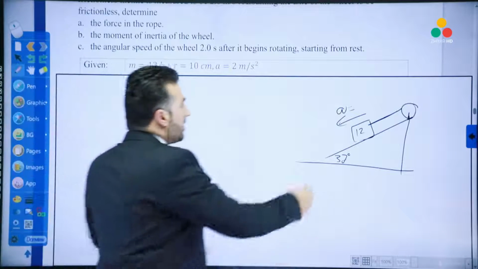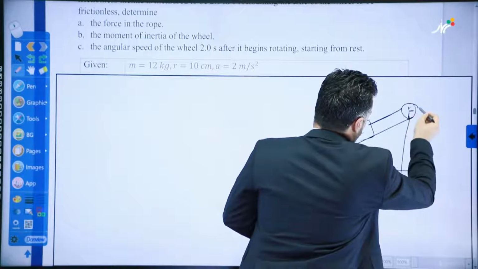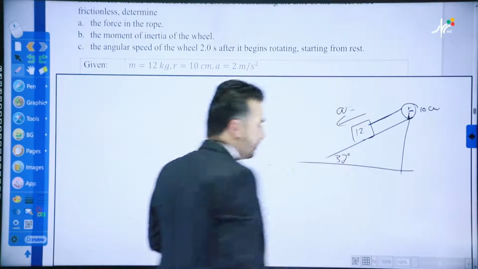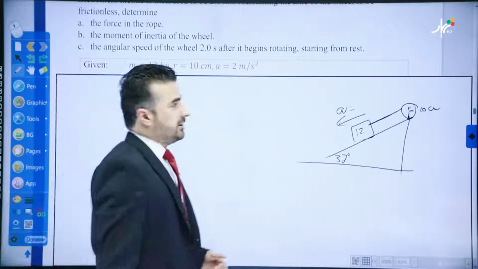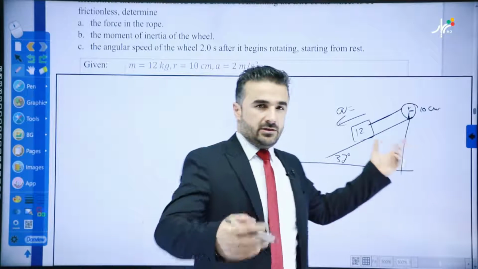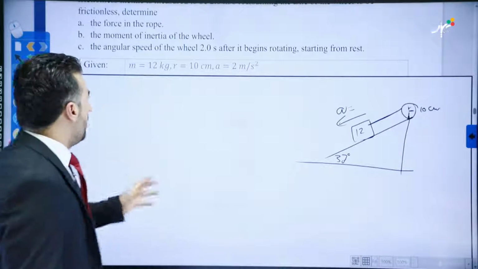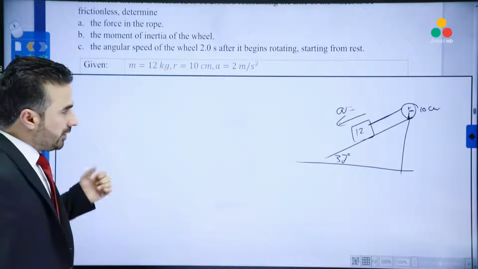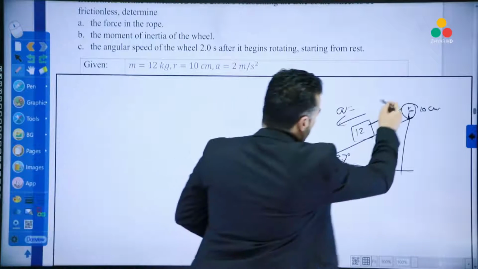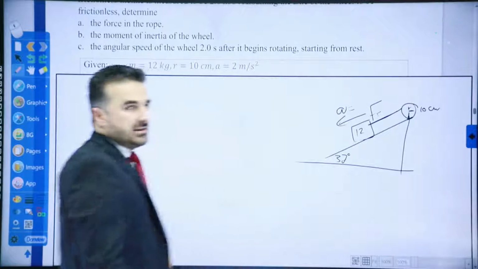Okay, so the radius of the wheel here is 10 centimeters, and of course you already know that you need to convert 10 centimeters into meters. So what are we required to find? We're required to find the tension in the rope, which you can call Ft here.